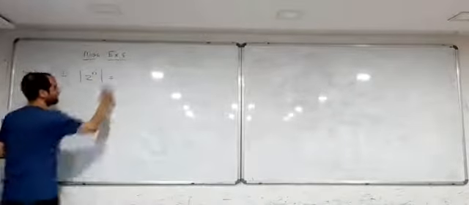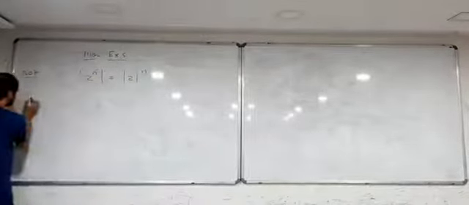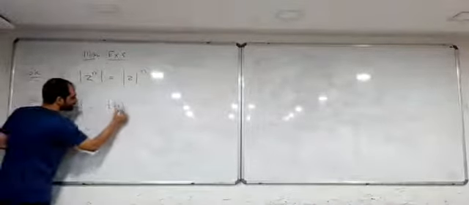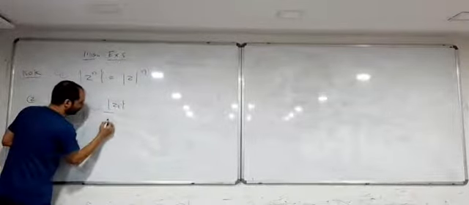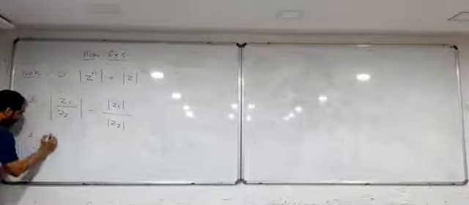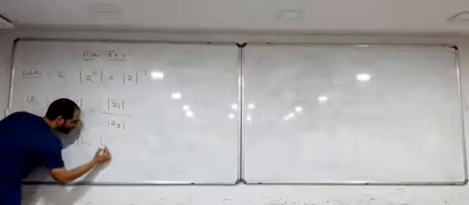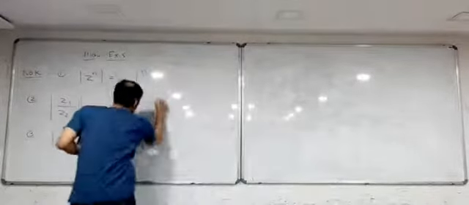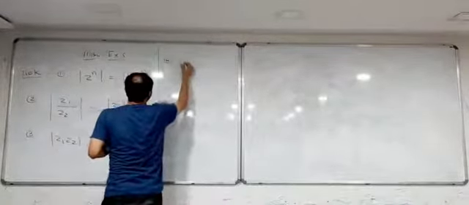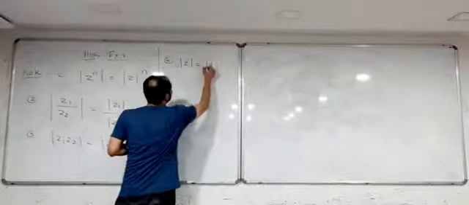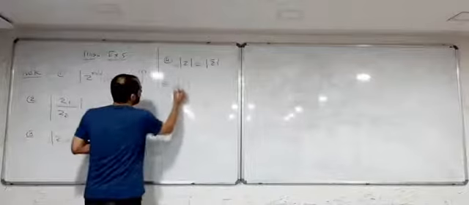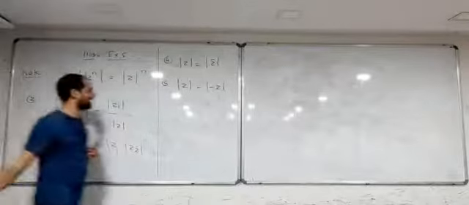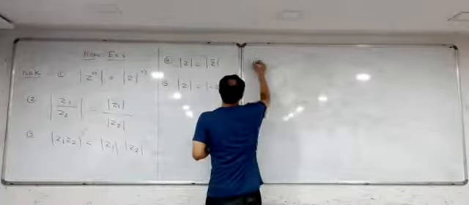Modulus of z raised to n is modulus of z whole raised to n. This has to be remembered. Modulus of z1 upon z2 is modulus of z1 upon modulus of z2. Then modulus of z1 z2 is modulus of z1 into modulus of z2. Then the third property. You should also remember these properties of magnitude or modulus: modulus of z is equal to modulus of z1, then modulus of z is equal to modulus of minus z. And a few more properties will be required.